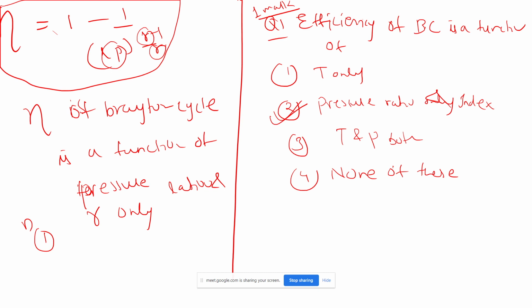They can ask a one mark question on this, because they have previously also asked one or two questions of this type. So you have to remember this part.